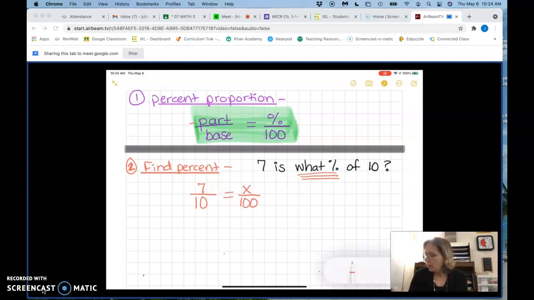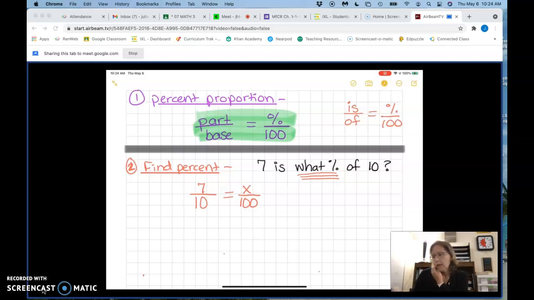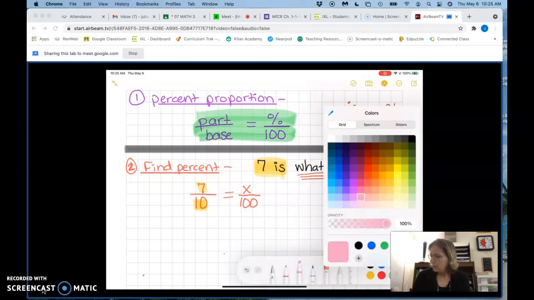Okay? Another way to remember this formula, and I want to erase this so you don't think it's a negative. It's a little shortcut trick that I like to use. It's called is over of equals percent over 100. Do you see how we had 7 is, that's the is part, so I put it on top of my formula. And then of 10, the of is on the bottom, so I put the 10 on the bottom. So this is kind of like a little cheat formula to help you with the word problems. All right, so you might want to highlight that one as well. I'm going to make it pink.